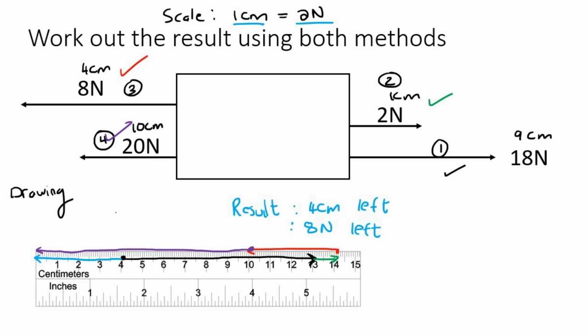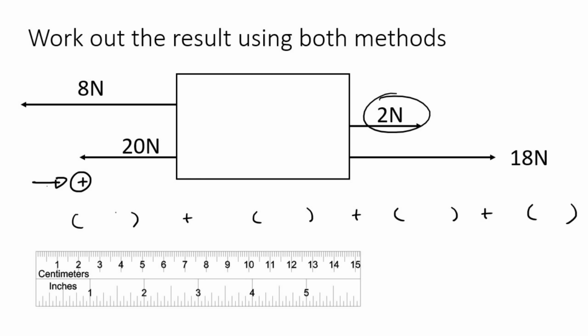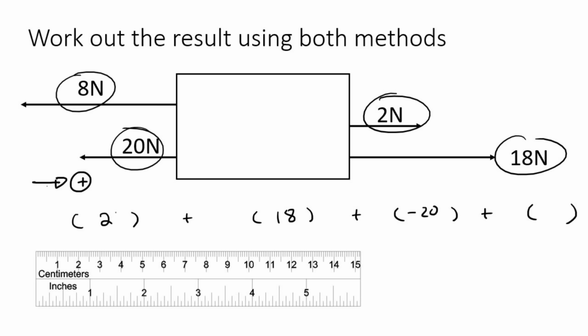Now let's quickly do the calculation method, and then we're done. As I said, your friends might have chosen a different scale to you in the beginning, but your final answers will be the same. With the calculation method, you need to choose a direction as positive. I'm going to choose all the things going to the right as positive. Then we've got 4 different numbers that we're going to be adding together. These two are going to the right, so they will be positive. And these two are going to the left, so they will be negative.